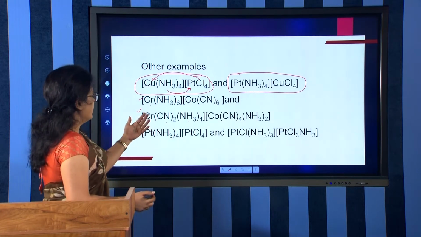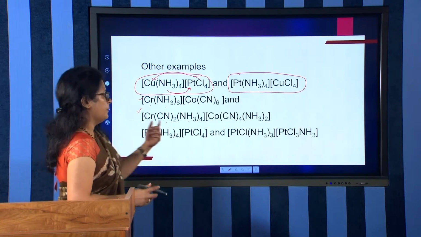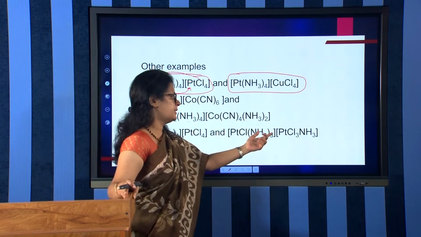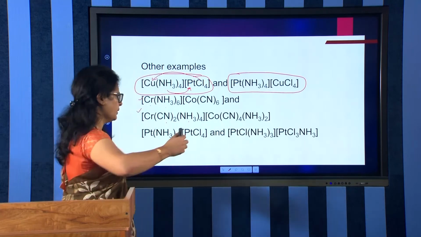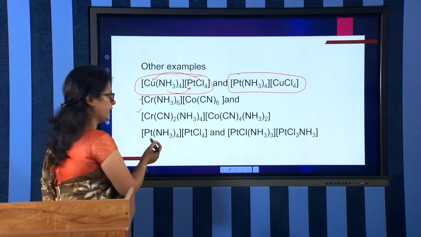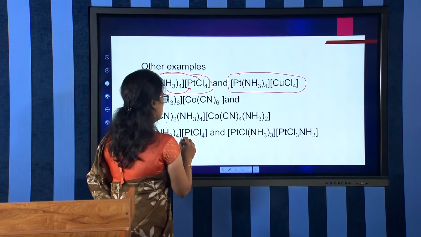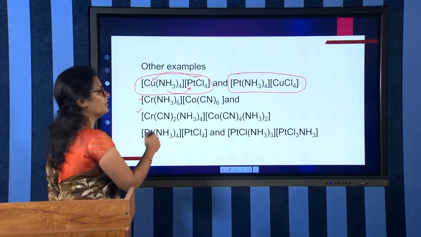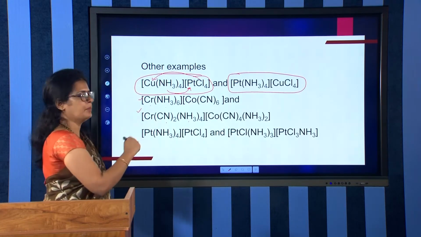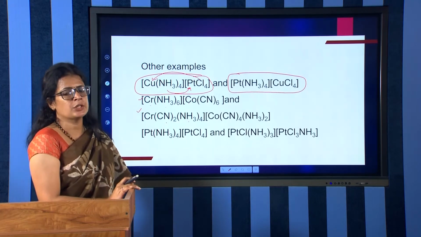And the third example is [Pt(NH3)4][PtCl4] and [Pt(NH3)3Cl][PtCl3(NH3)]. Here, how many ammonia ligands? 4 ammonia ligands. In the second example it is only 3, and 1 remains with the other platinum. The exchange of ammonia and chloride ligands happens between these two complexes. These are all examples of coordination isomerism.